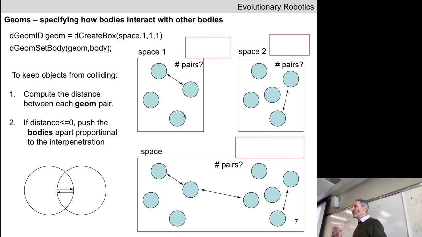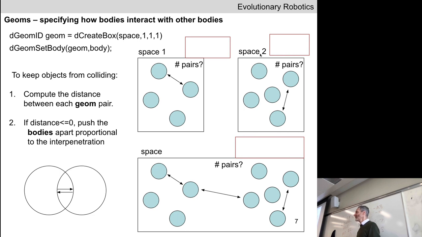Let's imagine a slightly different simulation. We still have 9 links and 0 joints, but we know for some reason that these links tend to be close to one another, and these links tend to be close to one another, and they're usually not very close to one another. Maybe we're going to simulate 2 robot swarms. What we can do is define two different collision spaces and put these links, which tend to be close to one another, in this space, and put these objects in this second space.